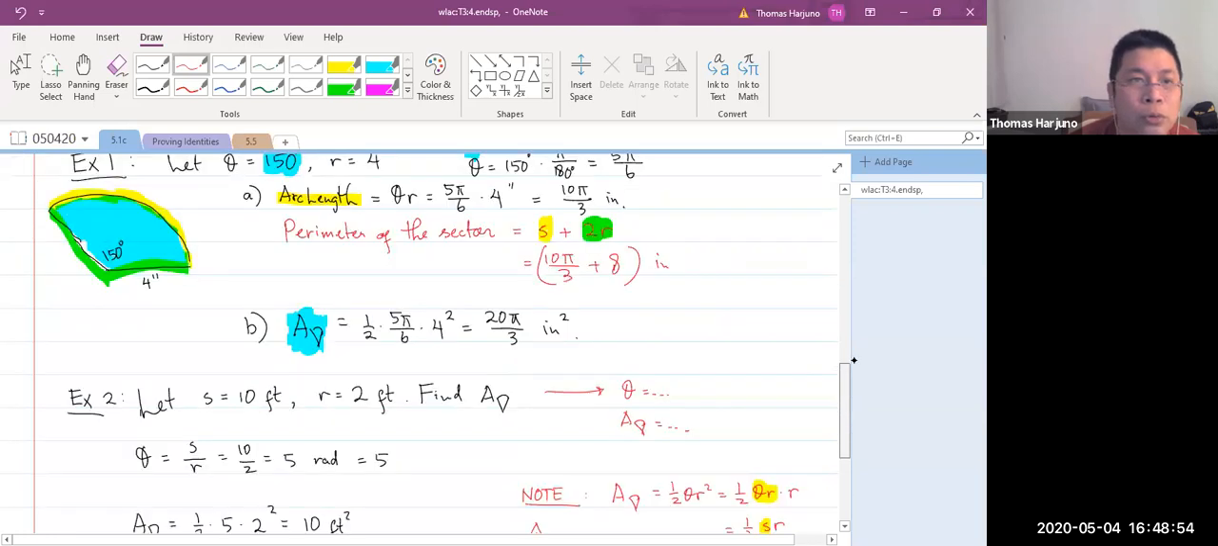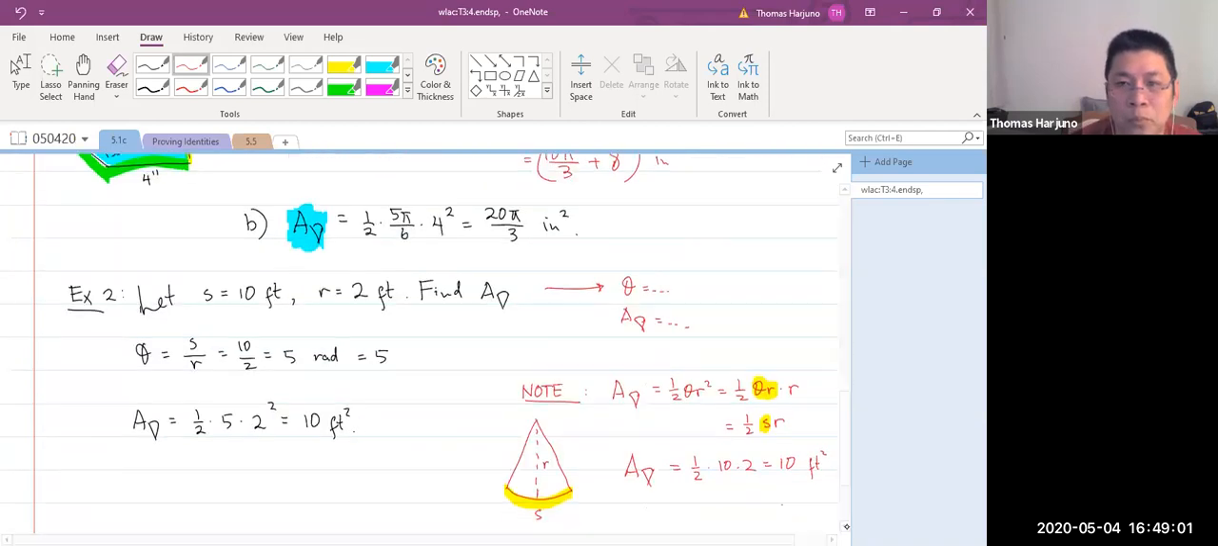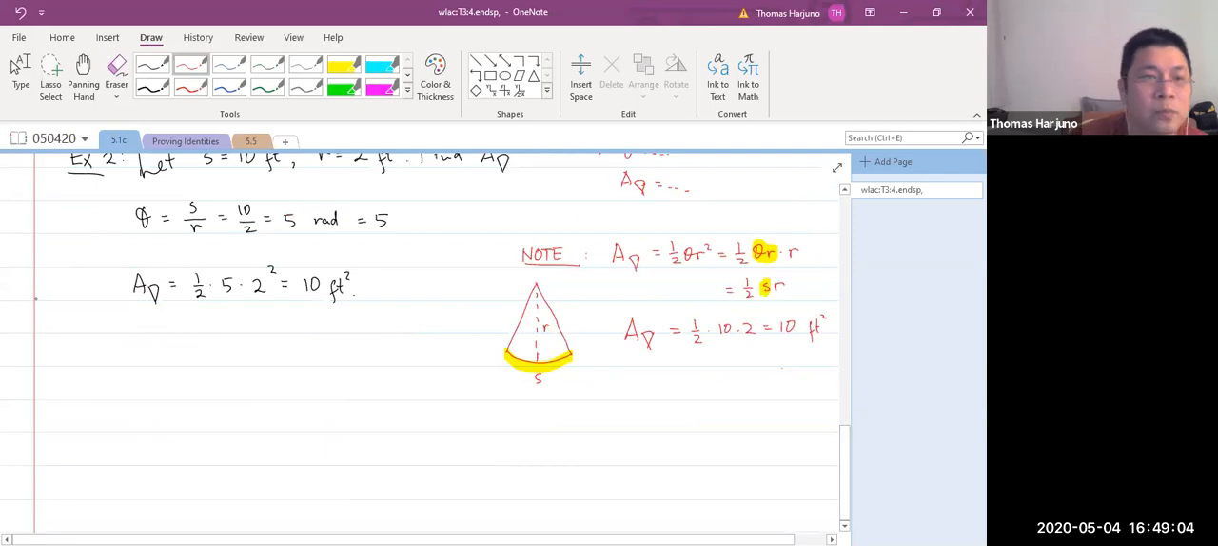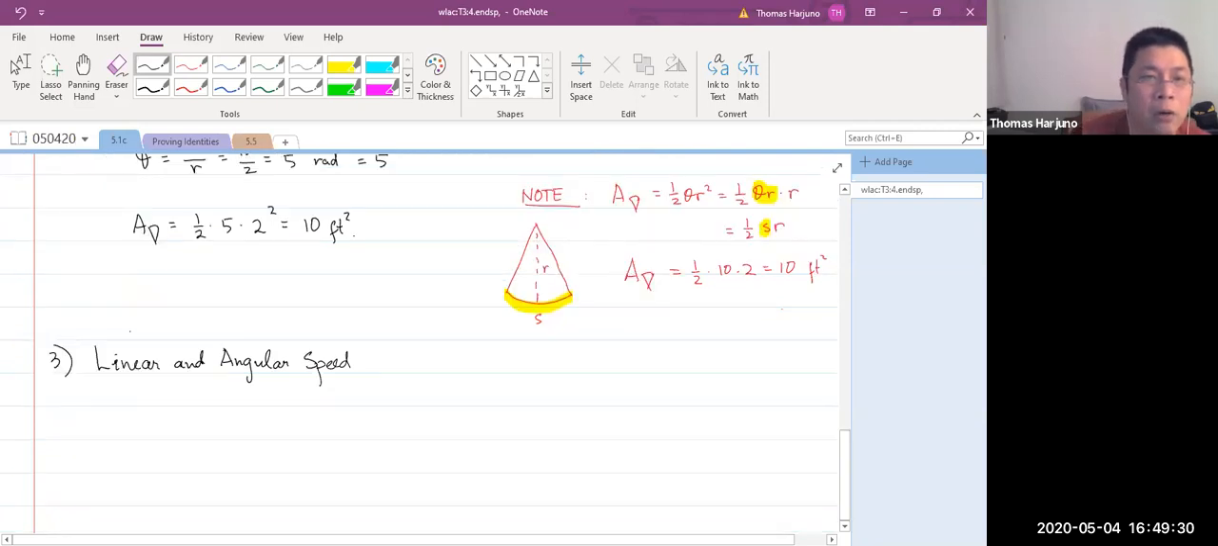Now those two are for arc length and sector area. Now we go on to linear and angular speed. The third part is linear and angular speed. Or in the West LA College textbook, they call that linear and angular velocity.